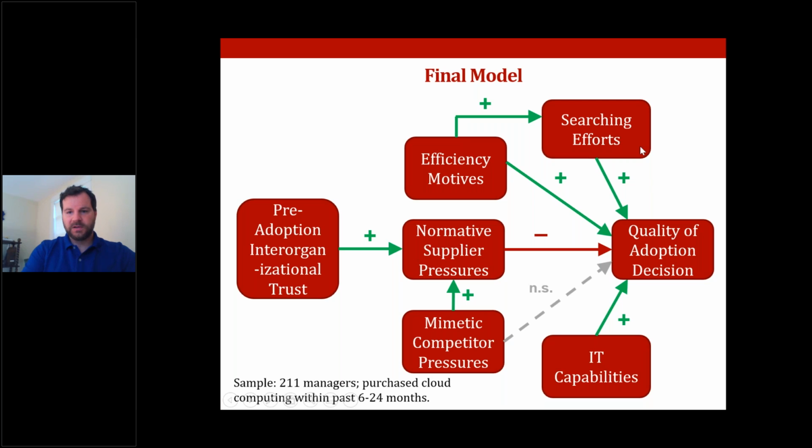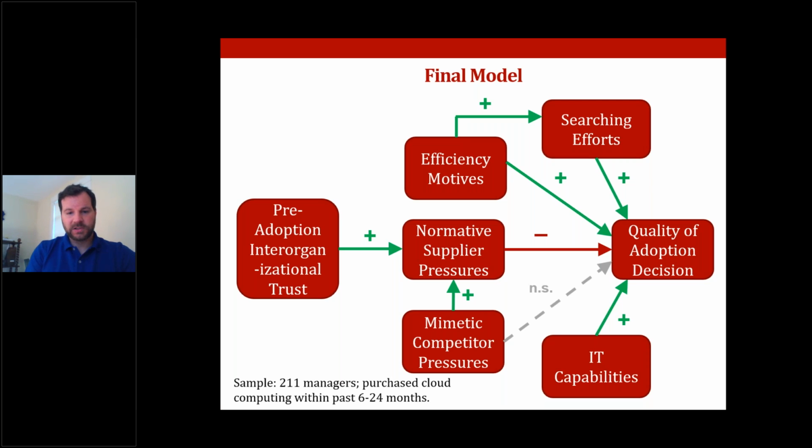I'll start up top, where we see things like searching efforts, efficiency motives, and IT capabilities. I'll start with the green signs here. What we found was that firms that spent some extra time searching and getting to understand cloud computing and what the different suppliers offered were happier with their decision, several months to 2 years down the road. If they were looking for the most efficient product, efficiency motives, again, they were happier down the road. It makes sense. They wanted a product that would be useful and would save them time and money. Finally, if they had good IT capabilities, if they already had the ability in-house to evaluate new technologies, that was useful for making the right decision.